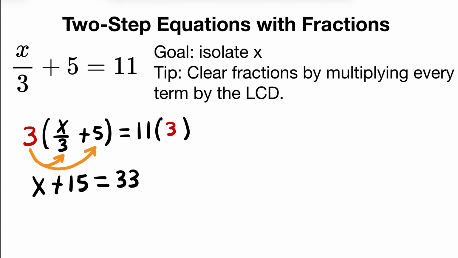All right, now you can see that we have a normal equation. Since we're adding 15 and we're trying to isolate x, we can move this positive 15 by subtracting 15 on both sides. So now we have x equals, the positive 15 and negative 15 cancel out, x equals 18. And that's the final answer.